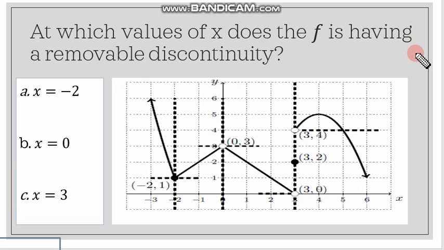Okay, question. At which values of x does the function have a removable discontinuity? A, x is equal to negative 2, B, x is equal to 0, and C, x is equal to 3. What do you think is the answer?